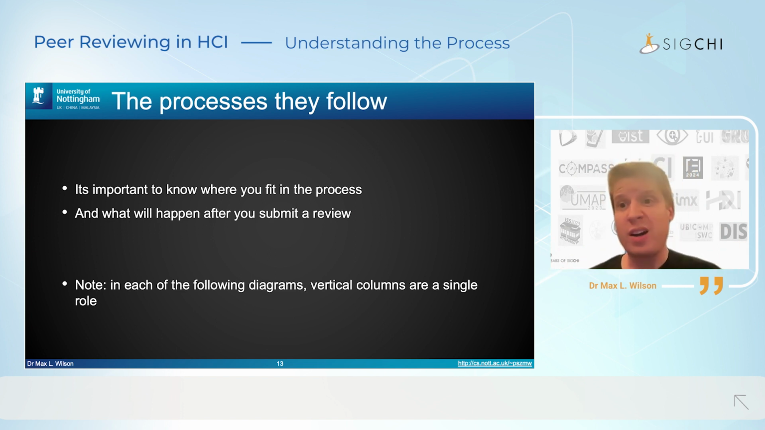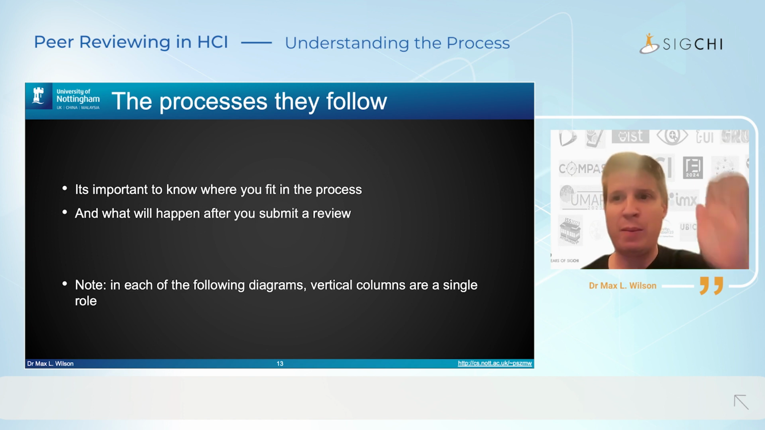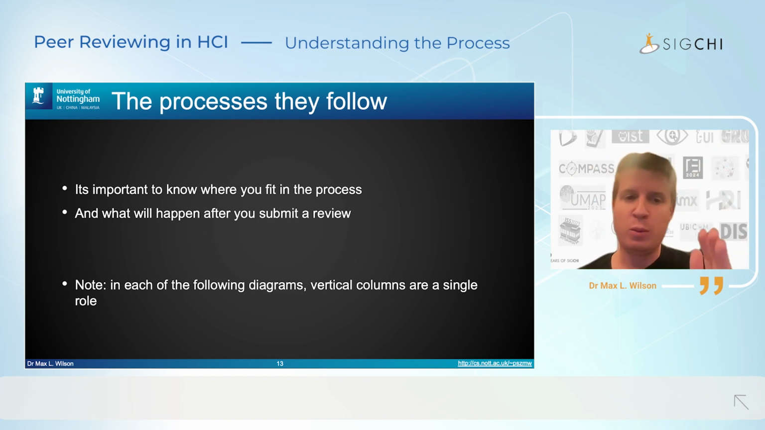And so I'm going to show you a few diagrams, which are sort of taken from different places. Some I've created and some have come online. And one thing that's important to notice about these diagrams is that typically in the diagrams, there's like a vertical column. And that vertical column is like a role. There might be a vertical column for authors, one for senior reviewers, one for reviewers, and so on. So look out for that mentally as you're looking at these.